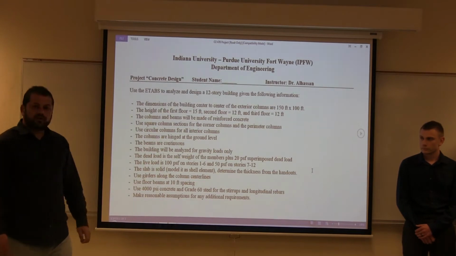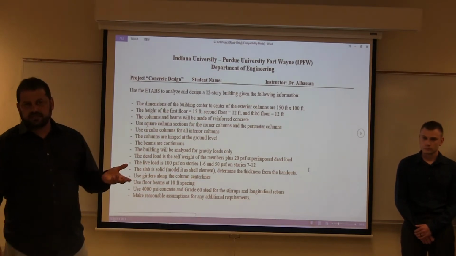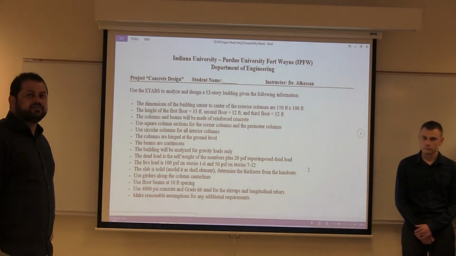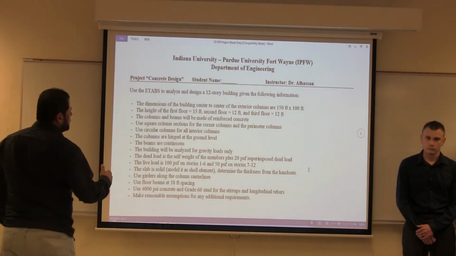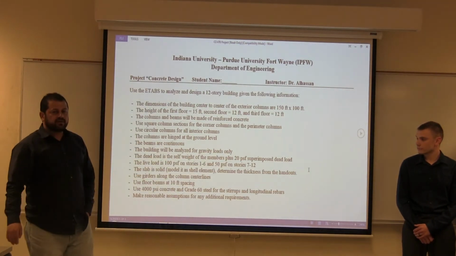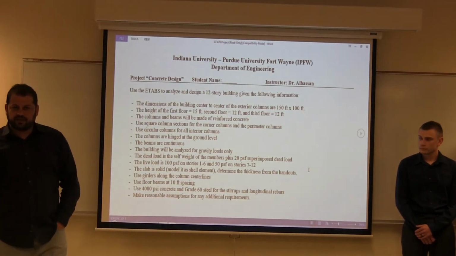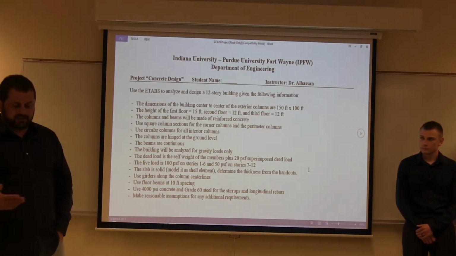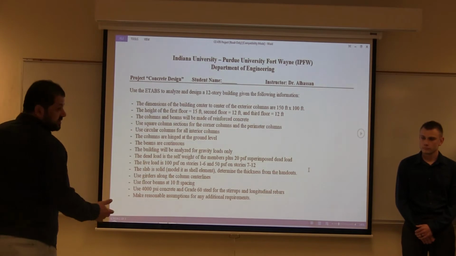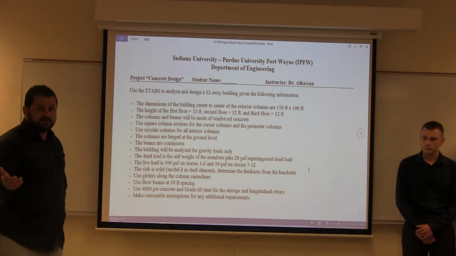The dead load will be the self-weight of the structure plus 25 psf, pounds per square foot, and the live load will be 100 psf on stories 1 to 6, and 50 psf on stories 7 to 12. The columns are hinged at the ground level, the foundation level, so it's pinned there. The beams and columns must be designed for gravity load only.